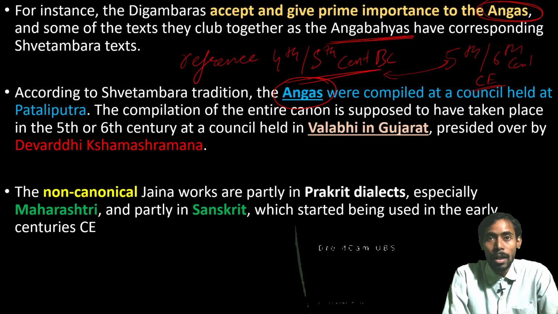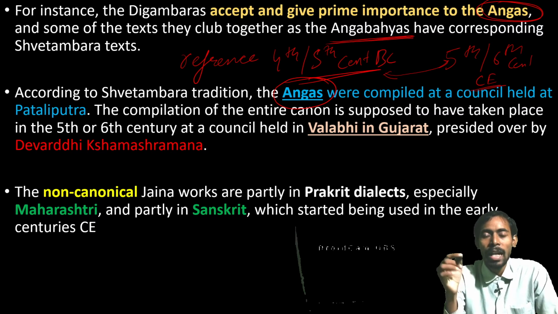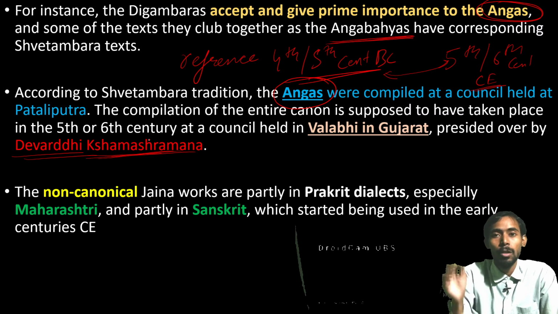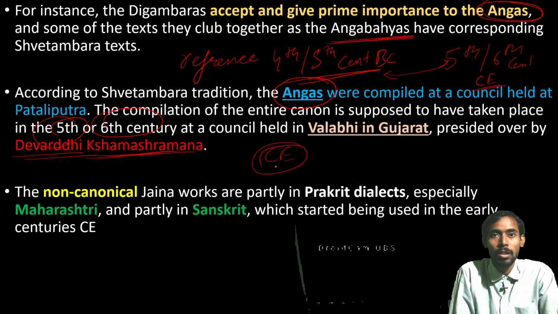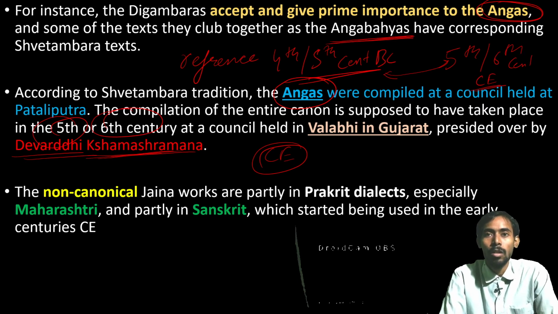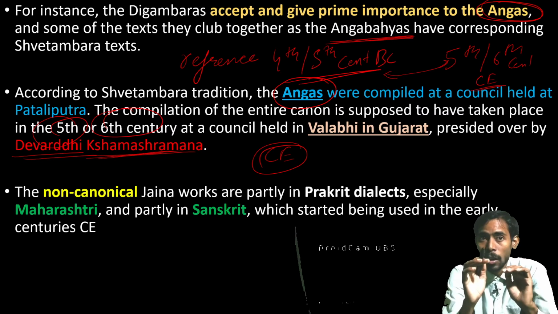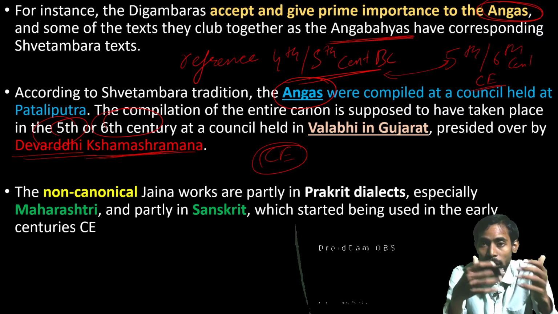The rest of the canon was compiled at Vallavi, and this council took place in Gujarat. It was presided over by a scholar named Devaradhi Kshamashramana. If you see the timeline, it talks about the 5th or 6th century CE, not BCE. So the place, Vallavi, is already known to you, and the entire canon was compiled there. All this is according to the Shvetambar, not the Digambar. In this section, they have not mentioned the Digambar point of view on this council.